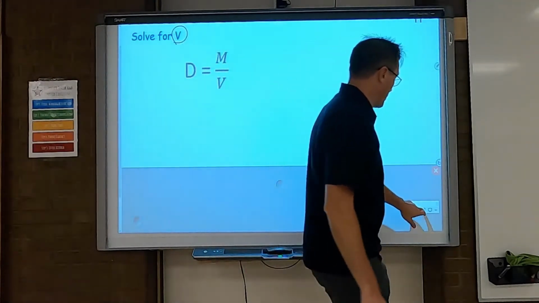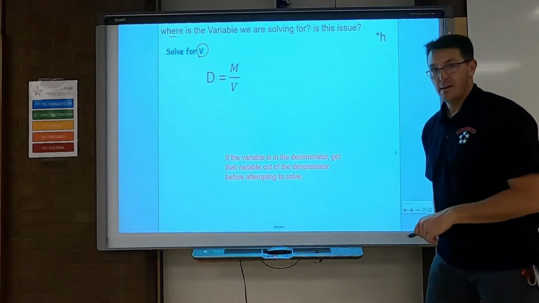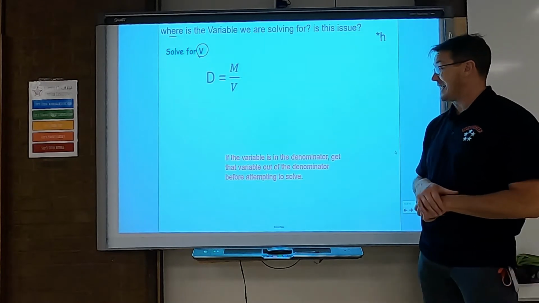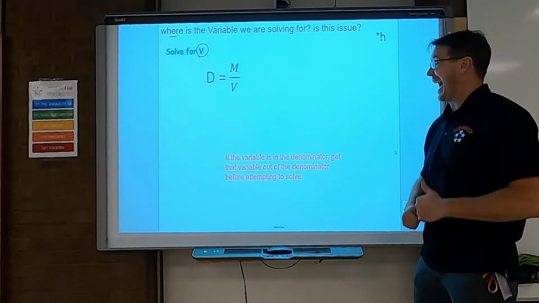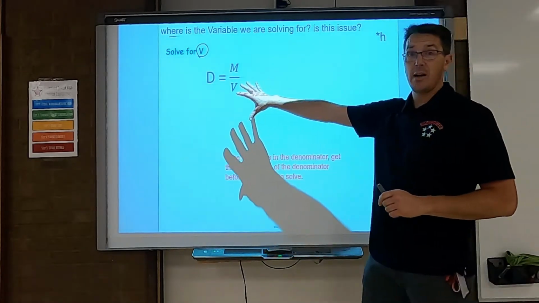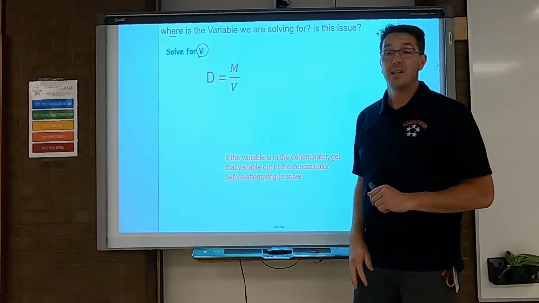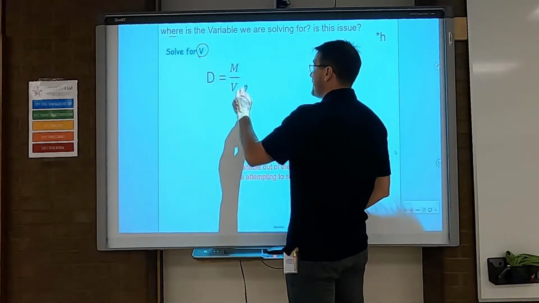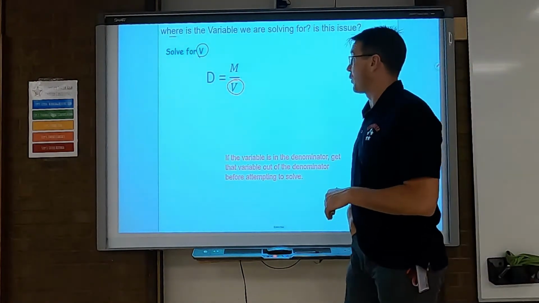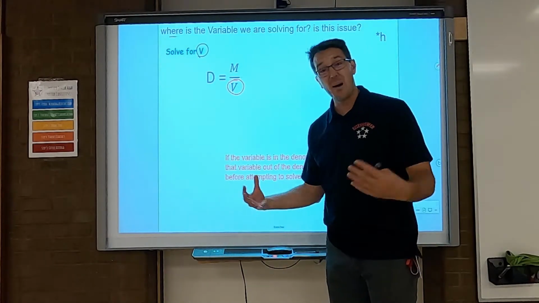So what I want you to do really quick is go ahead and write this down. Okay, I'm going to assume that you've already paused and written this down. If the variable is in the denominator, get the variable out of the denominator before attempting to solve. What makes this problem difficult or scary is that the v, my variable, is in the denominator. How do I get the v out of the denominator? Well, how do I get rid of divide by v? The opposite of divide by v is times by v.